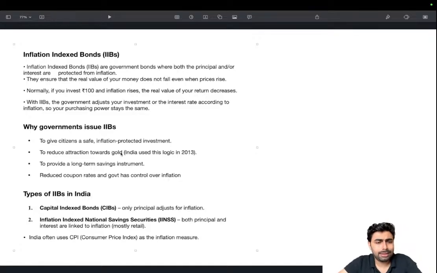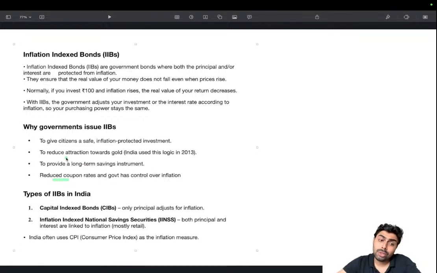Okay, so that's it. Basically, it's a security. It provides security, reduces risk for the bondholder. So to promote further investments in G-securities or government bonds, inflation index bonds, so that government can raise money. That's basically it.